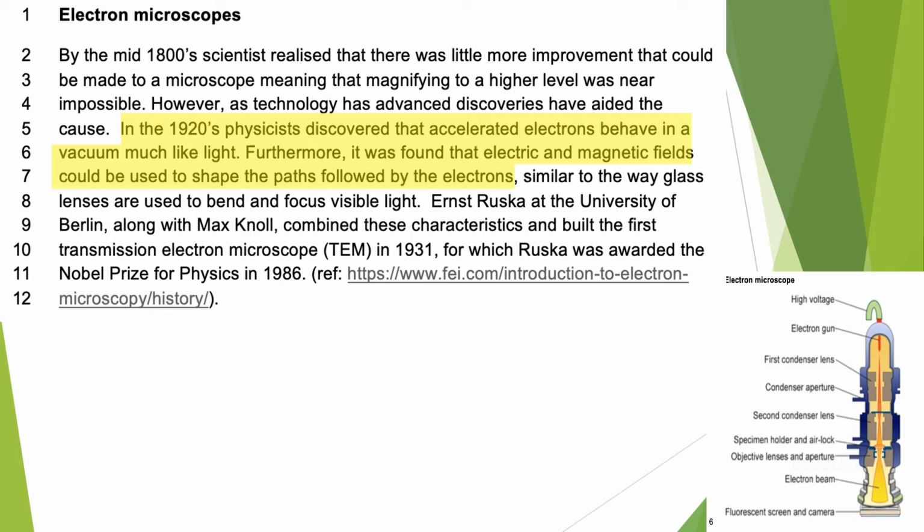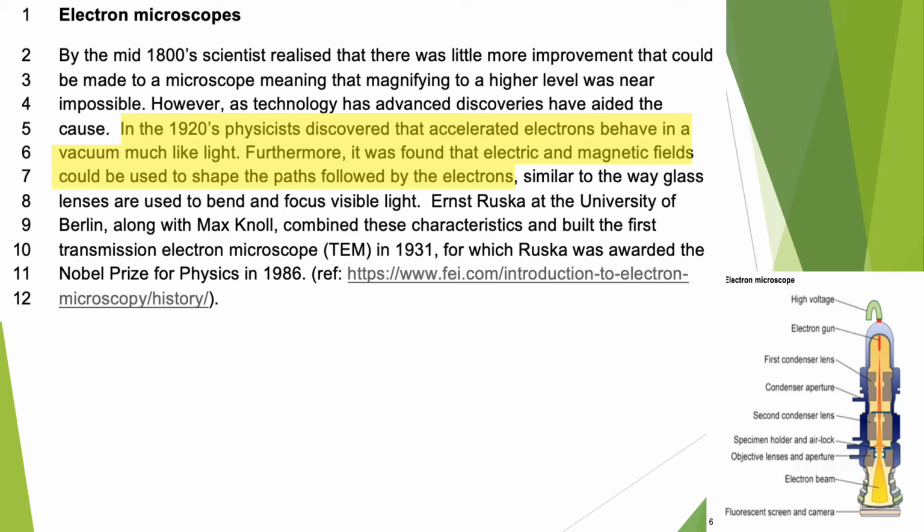Okay, so some names on there: Ernst Ruska at the University of Berlin, along with Max Knoll. So these two were responsible for creating the first transmission electron microscopes. Short version of that is the TEM. Okay, and Ruska was awarded a Nobel Prize for that, and rightly so because the electron microscope has opened up a whole new world of the cell.